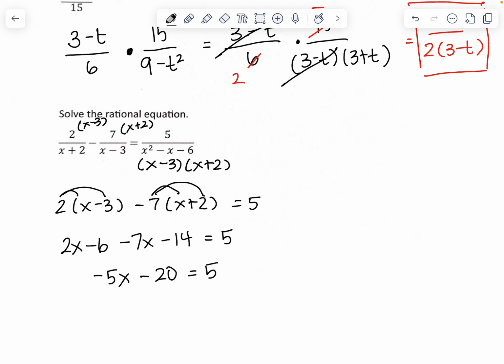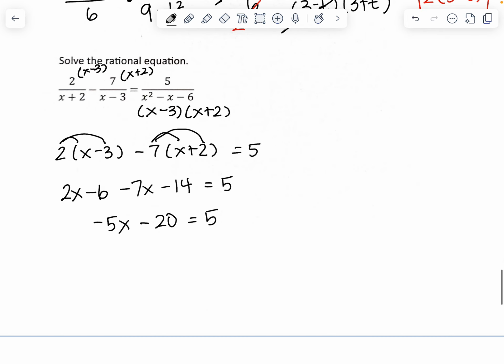Now we have all factors of 5. That means this should come out to a non-decimal answer, hopefully. Add 20 to both sides. Negative 5x equals 25. Divide both sides by negative 5. And our answer should be negative 5.